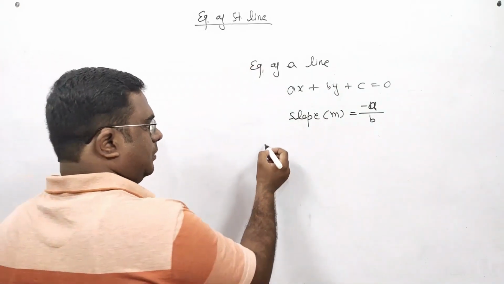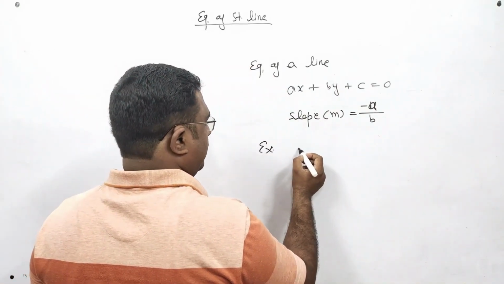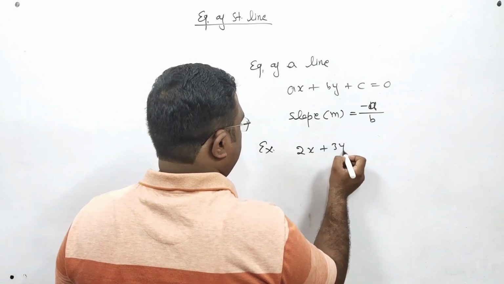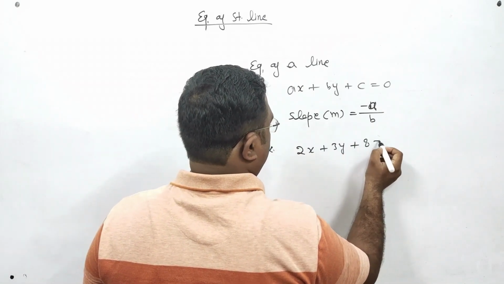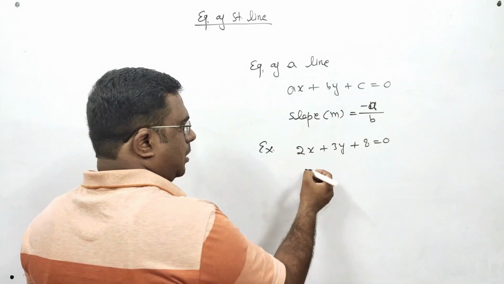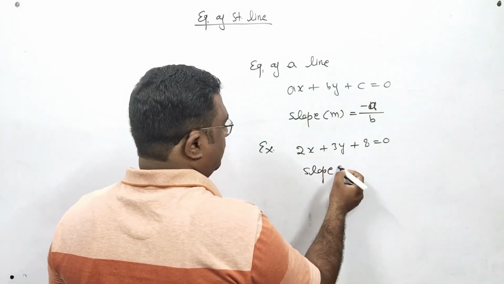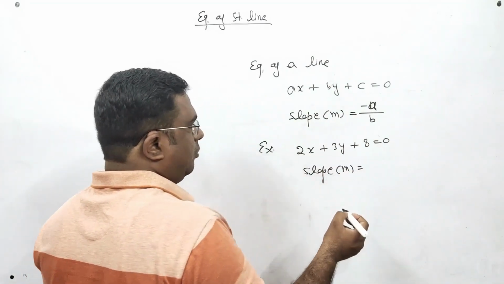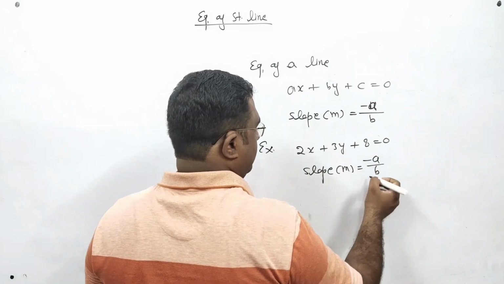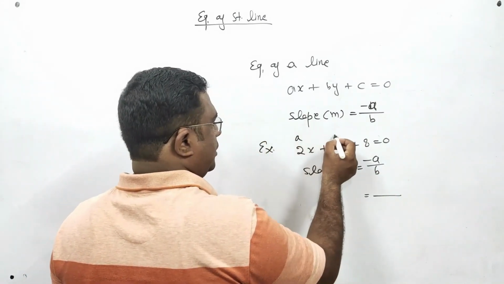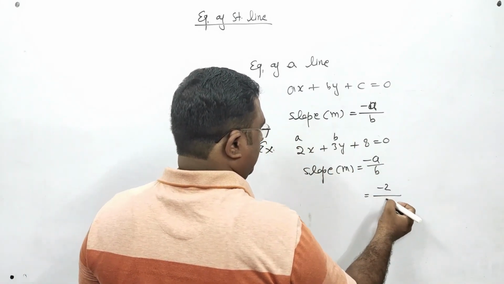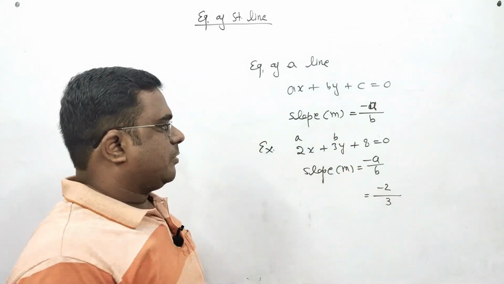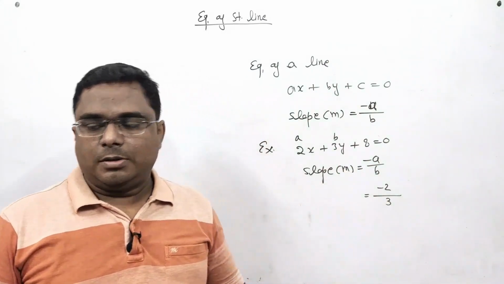For example, suppose the equation of a line is 2x plus 3y plus 8 equal to 0. It is the equation of a line and you want to find out the slope of this line. Then simply what you will do, minus a upon b. It is a and it is b, so minus 2 upon 3. In this way you can obtain the slope of this line.